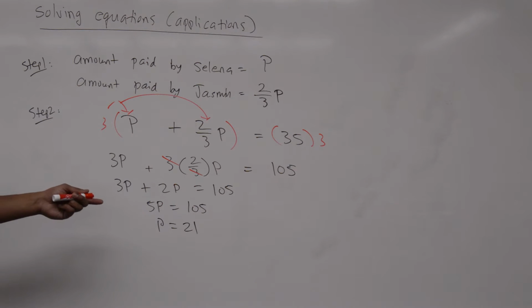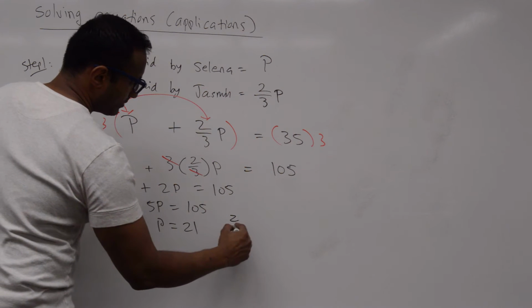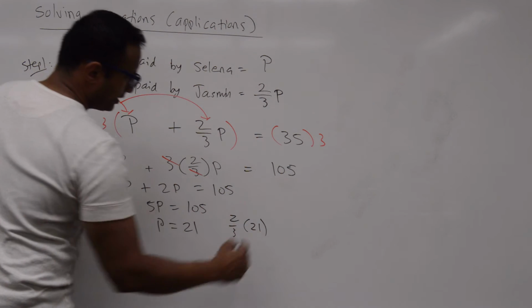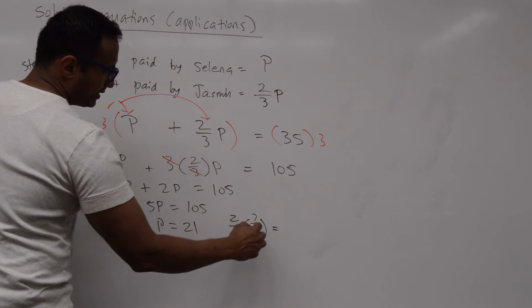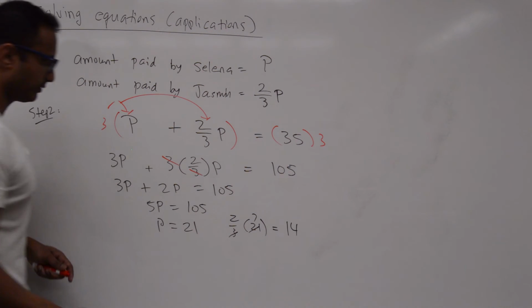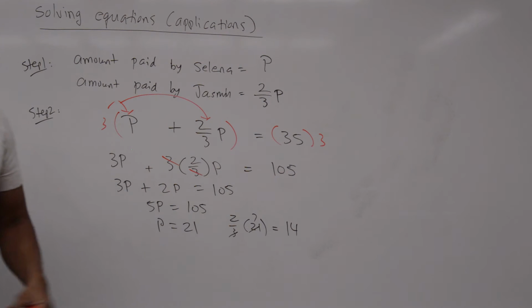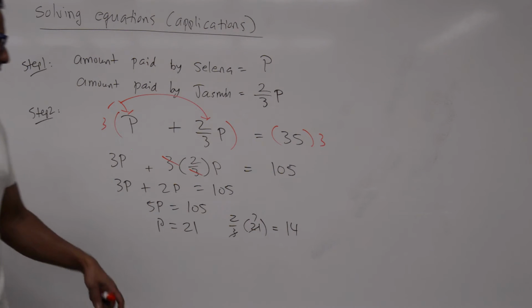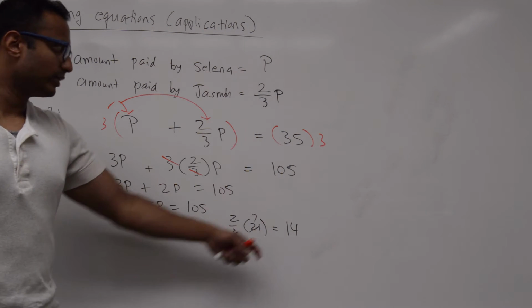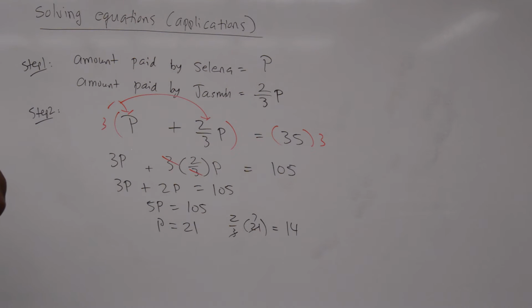Okay, now if P is 21, then Jasmine paid 2/3 times that, so it's going to be 2/3 times 21. 3 goes into 21 7 times. 7 times 2 is 14. So Selena pays $21 and Jasmine pays $14. Does that make sense? Does 21 plus 14 add up to be 35? It does. 21 plus 14 is 35, so it makes sense because the entire pizza costs $35.